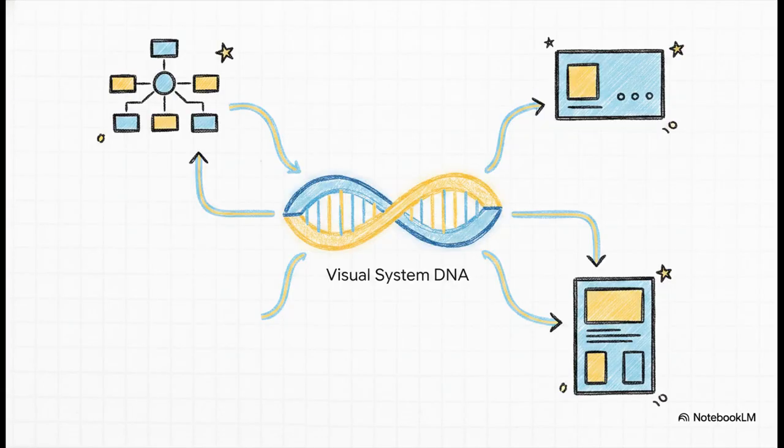Let me explain why that third step is absolutely vital. By prompting the AI to generate a visual system DNA up front, you're ensuring absolute design consistency across all of your resources. This means every subsequent mind map, classroom poster, and slide deck you generate will share the exact same professional typography, colors, layout, the whole shebang. It keeps your entire teaching module looking cohesive and prevents that jarring, pieced-together look.